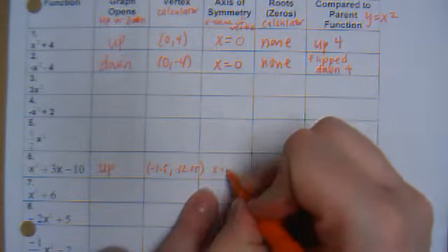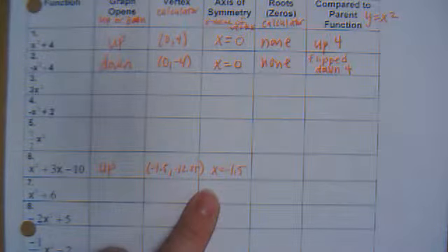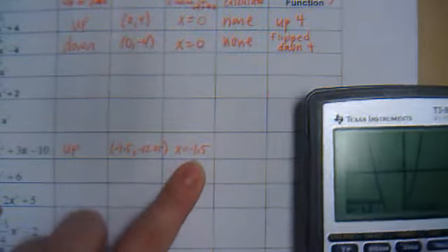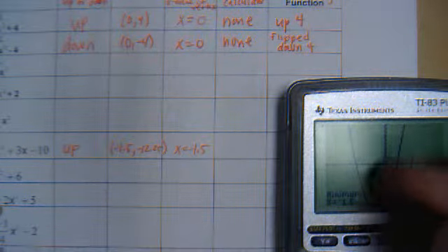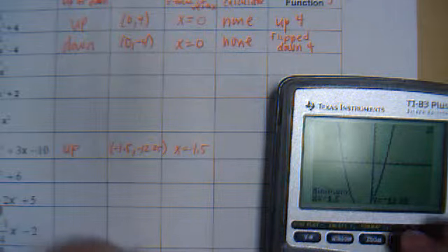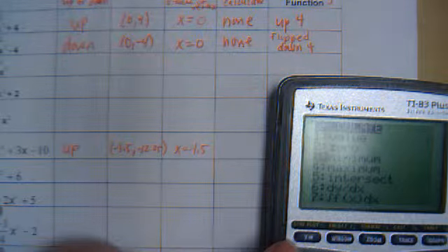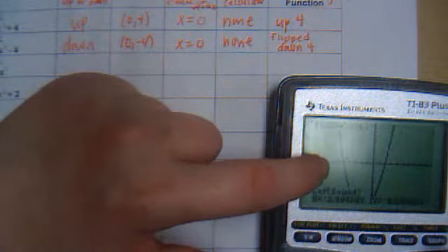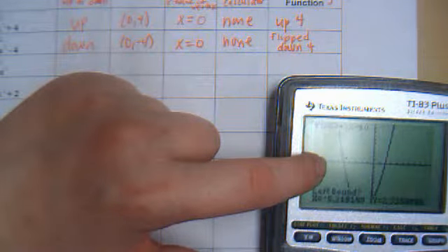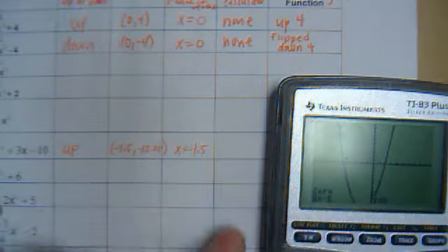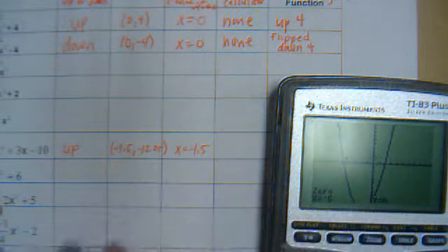Okay, so that means my axis of symmetry is x equals negative 1.5, because that's the x value of my vertex. Now, zeros. If we look, it does cross, so we're going to have two answers. So second trace, 0. I'm going to do this one first. If I go to the left of it, it's going to be right above. Hit enter. Go to the right, hit enter. So my first 0 is negative 5, 0.